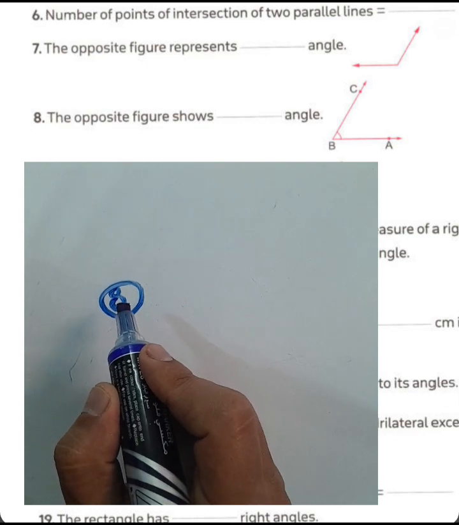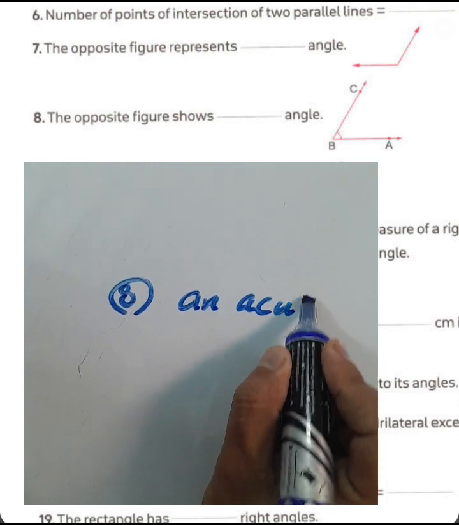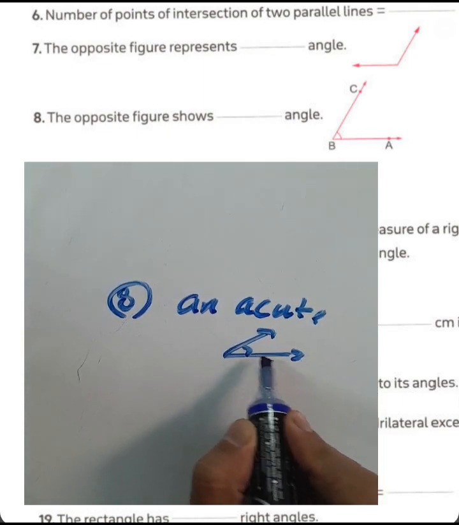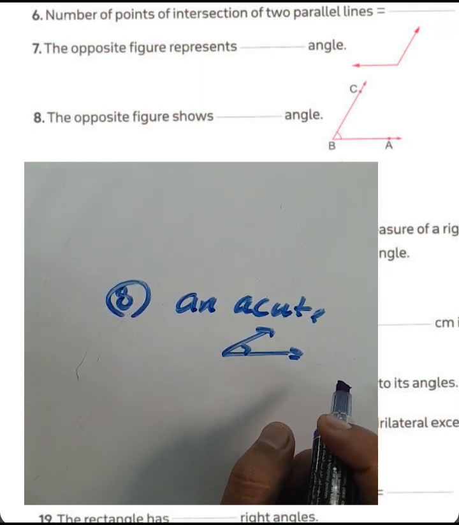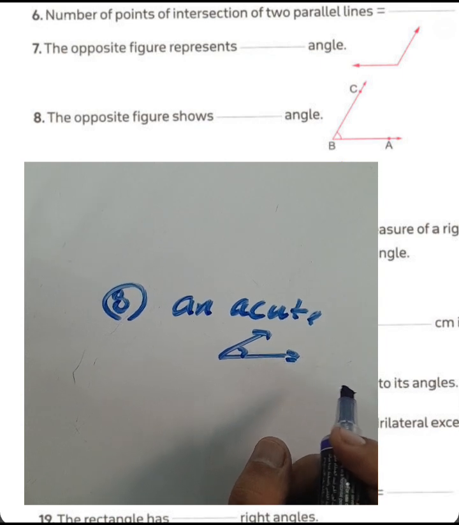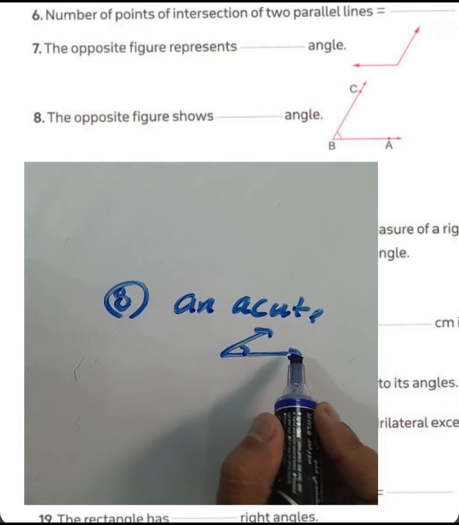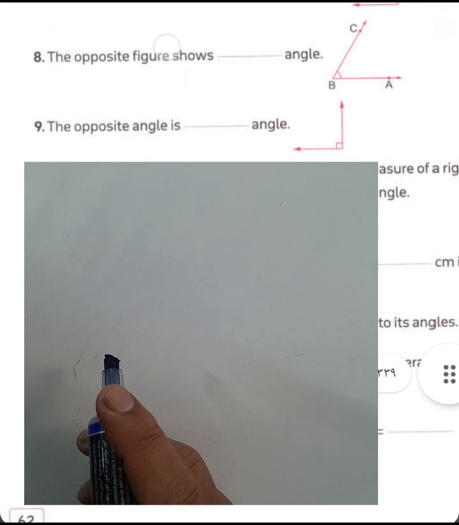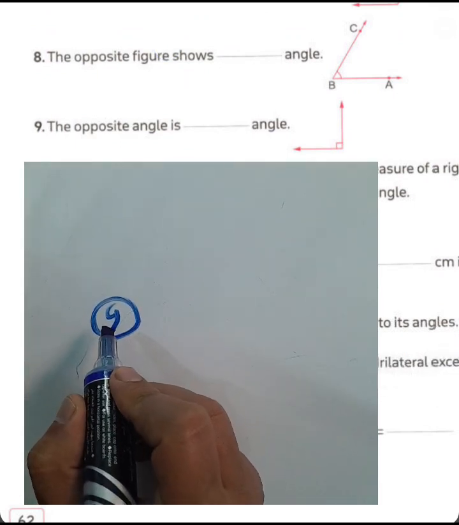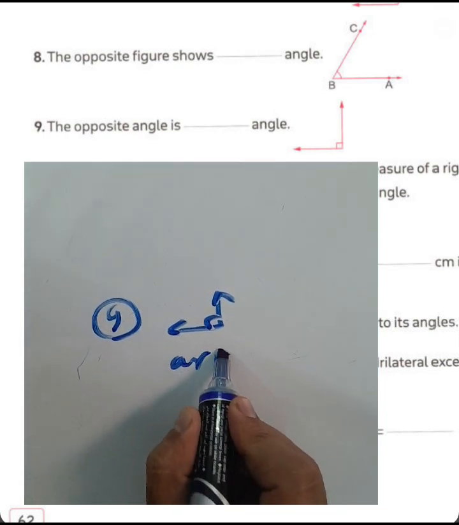Question 8. The opposite figure, choose an acute angle, because the measure of an acute angle is greater than 0 and less than 90 degrees. Obtuse is greater than 90 and less than 180, and acute is greater than 0 and less than 90 degrees, such as 30, 40, 45 degrees. We call it an acute angle. The opposite angle here will be a right angle. We have a right angle.